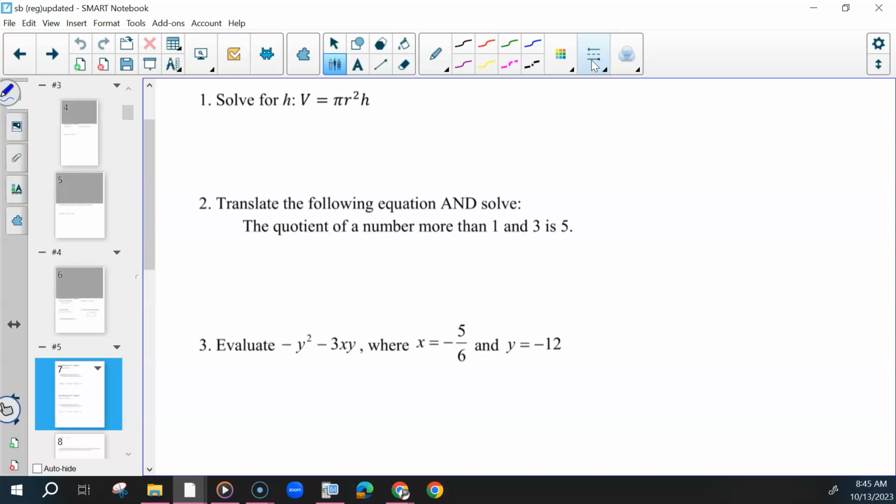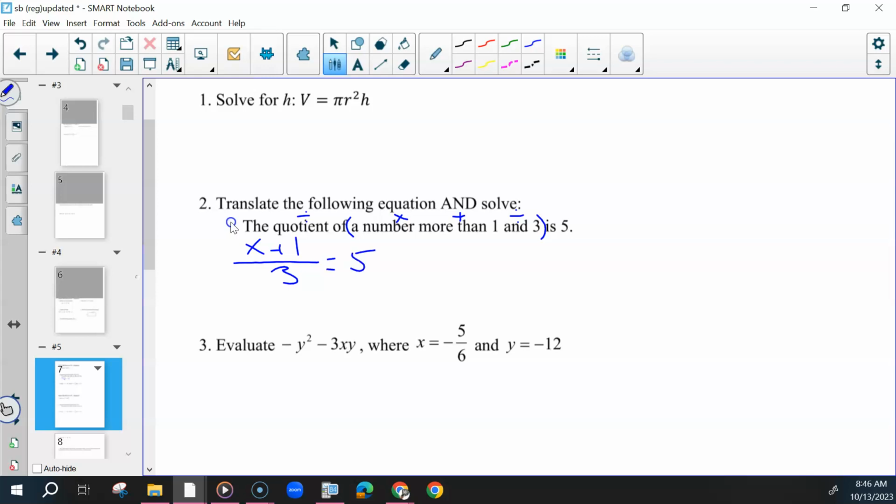Alright, for number 2, going back to translating. Remember I told you that each of these shark bites is going to be like a mini SOL, covering whatever we talked about throughout the year. So translate the following and solve. The quotient of, so everything after this is going to be using the quotient, which is dividing a number more than, so this is going to be your variable, more than is plus 1, and that's where we're going to be dividing by 3. So we're going to have a fraction, x plus 1 over 3 is 5. That just means equals 5.